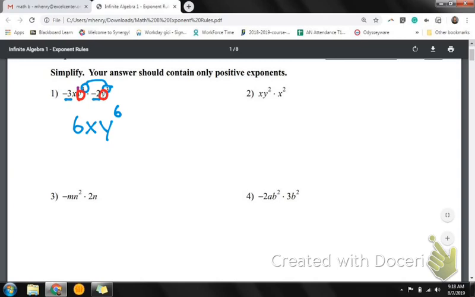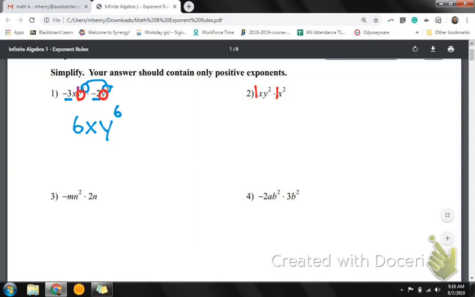Okay, number 2. And if you have questions, please stop me as we're going through this. Number 2, what is your coefficients? They do exist. It's a 1 and a 1. But what is 1 times 1? Just 1. Do we have to write it then? No. Okay. So we don't have to write 1. You can if you want to.